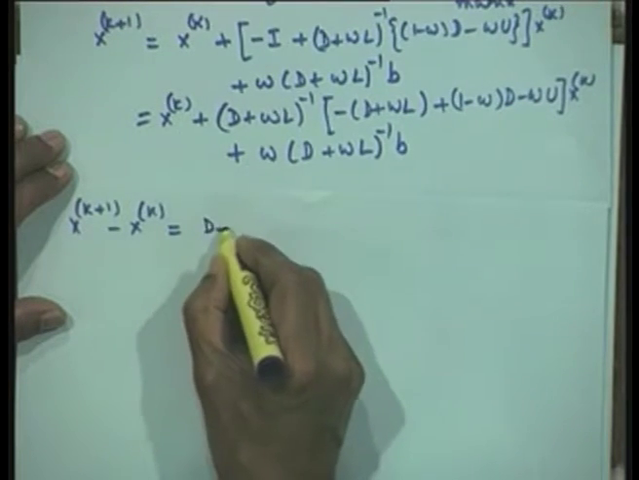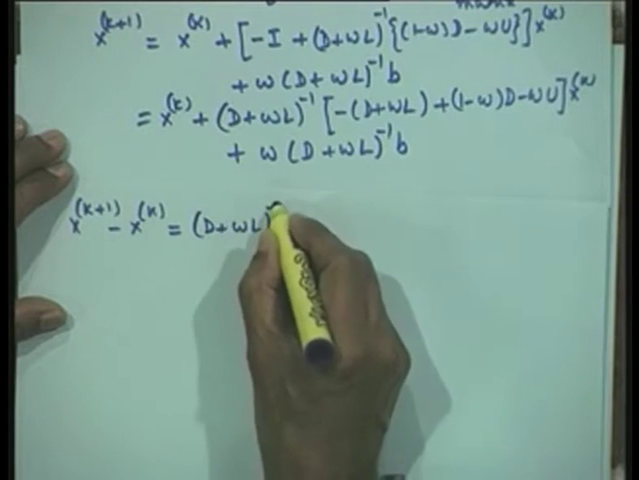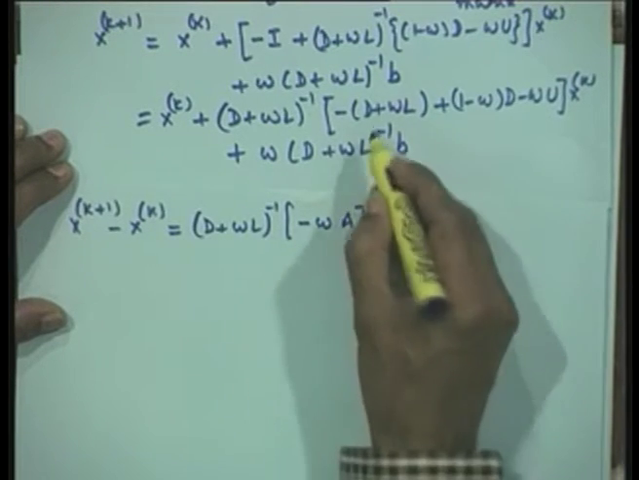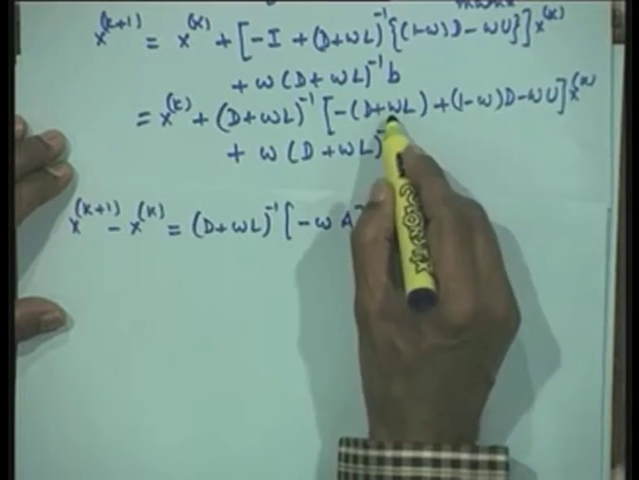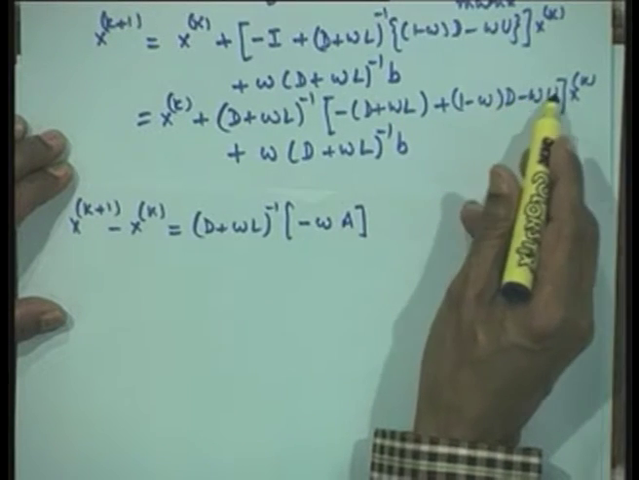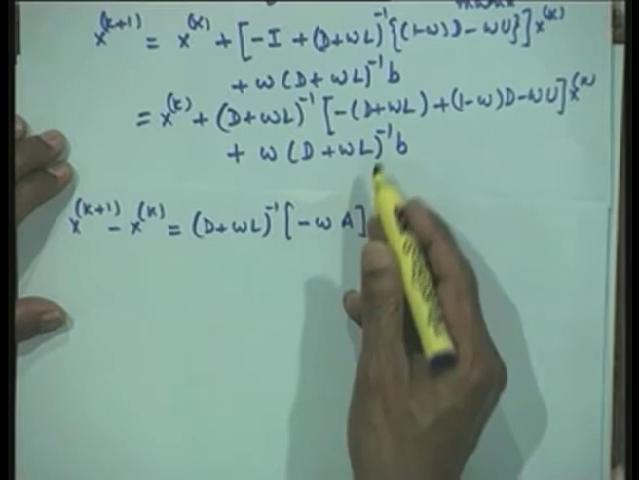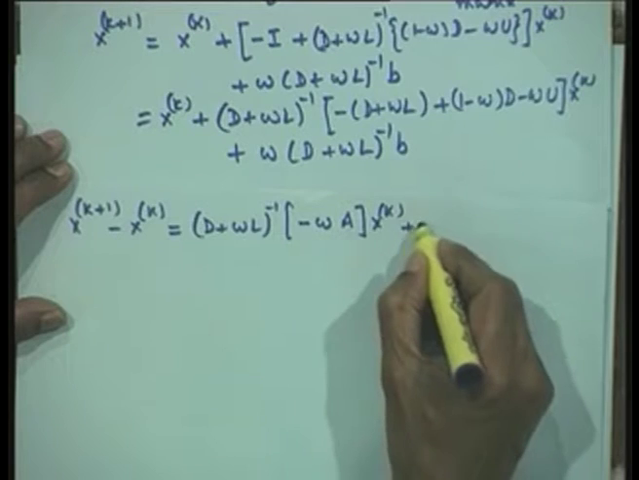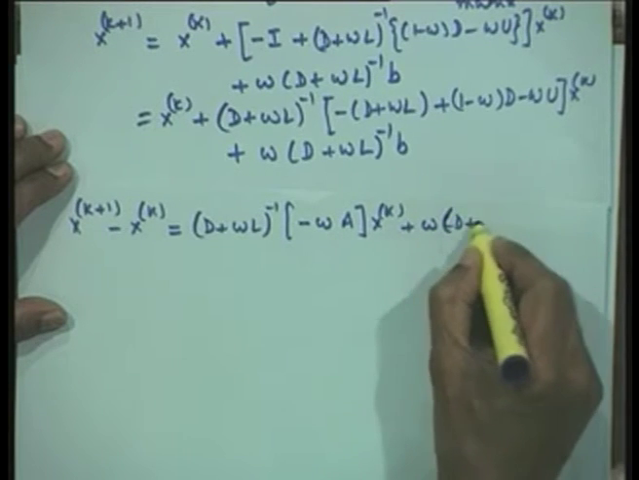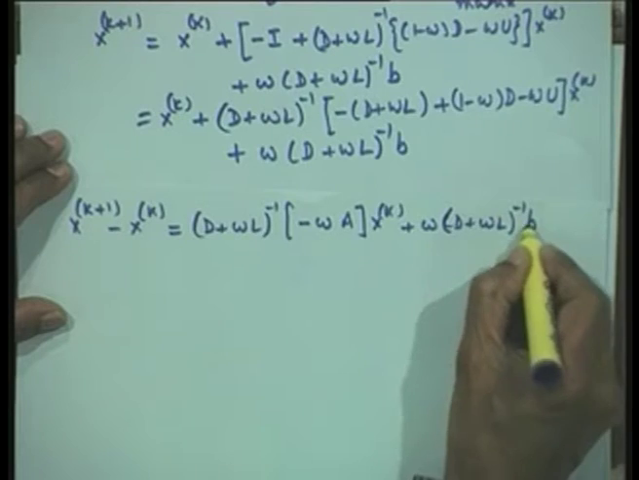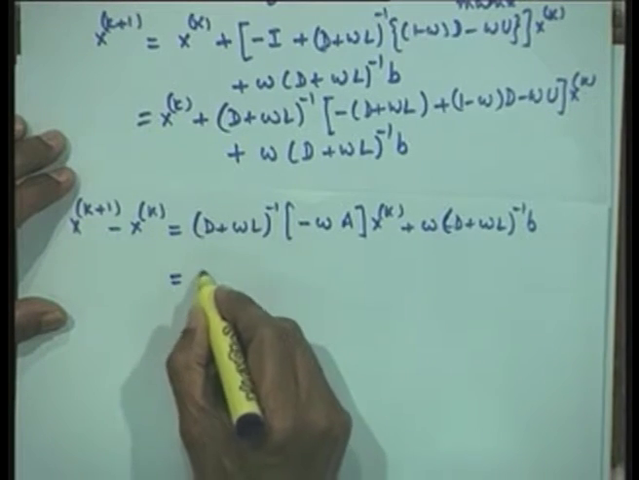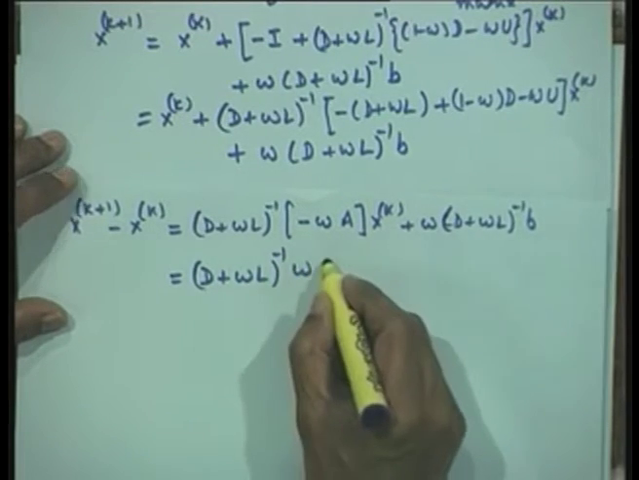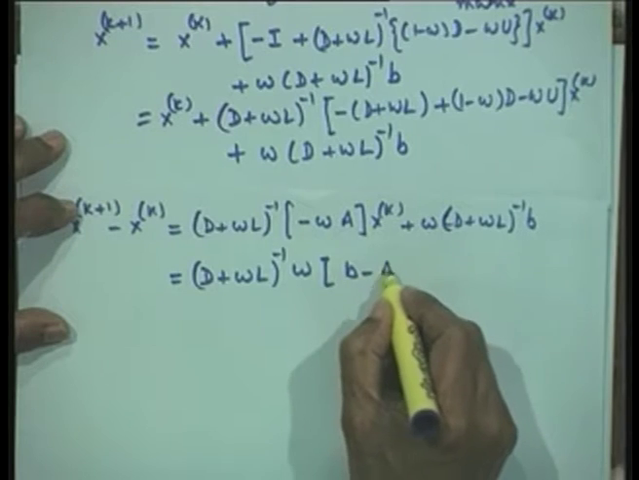So, what I have here is D plus omega L inverse of minus omega into A. This is D and D cancels, this is minus omega L minus omega D minus omega U. So, I have a minus omega common, therefore D plus L plus U, that is A, x k plus omega D plus omega L inverse of b. Therefore, I can write this as D plus omega L inverse. I can take omega outside, this is b minus A x k.